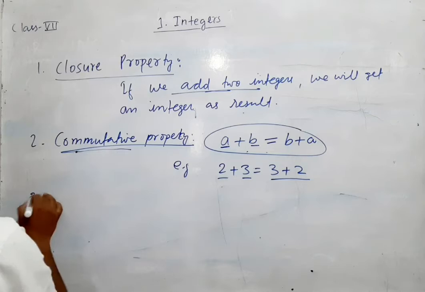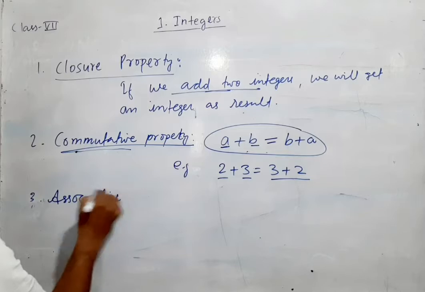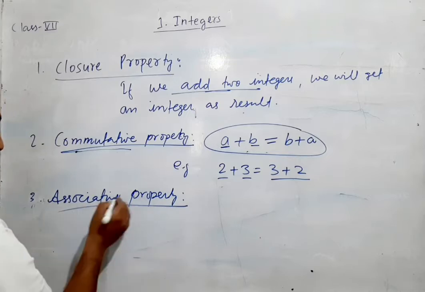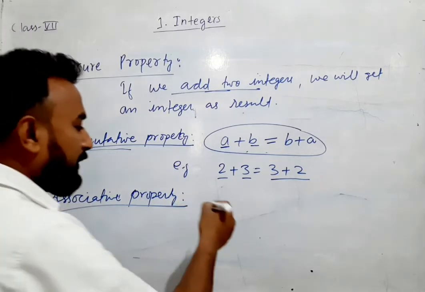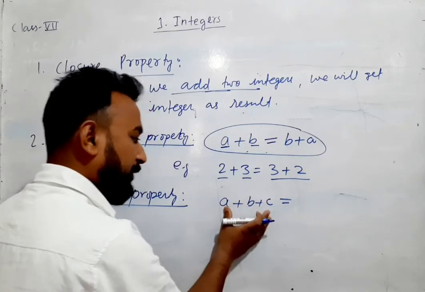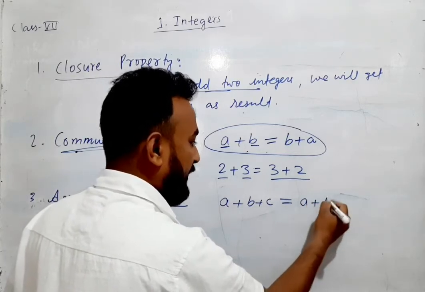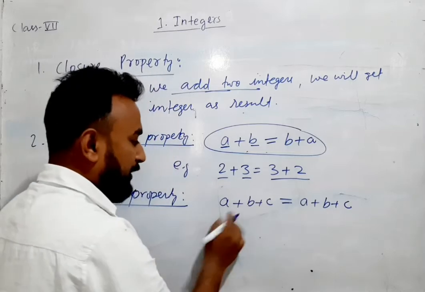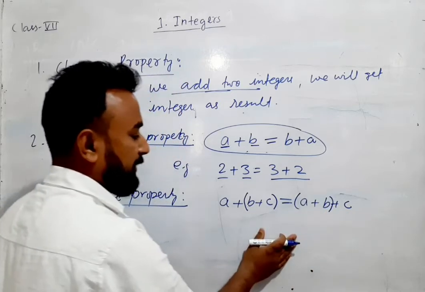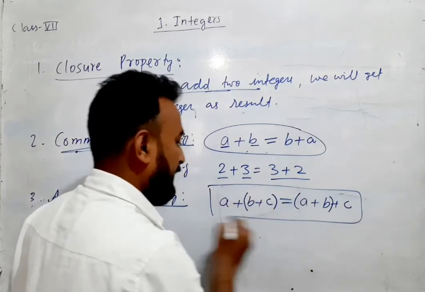And next you have the associative law property. According to this property, take three integers a plus b plus c on the LHS, and on the RHS you also take the three integers, that is a plus b plus c. At first you group any two integers, and second group the other two integers. Only you have to change the grouping of integers.